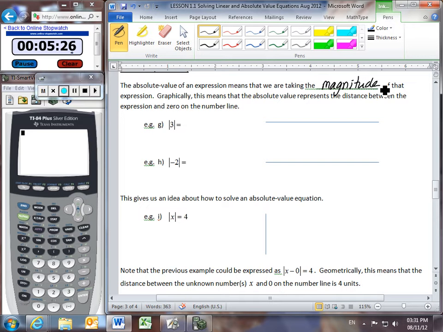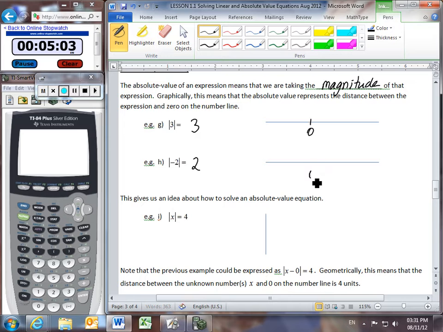And that means that the absolute value represents the distance between the expression and 0 on the number line. So for example, the absolute value of 3 we know is equal to 3. You might think of this as simply taking the positive value of the contents, and the absolute value of negative 2 would be positive 2. But let's just look at that graphically.